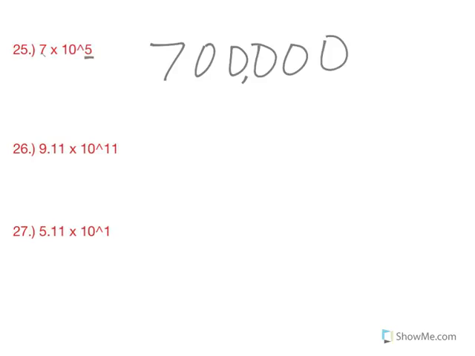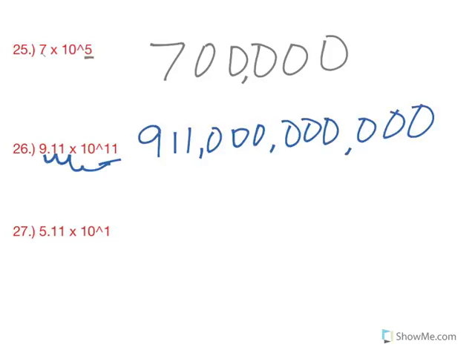26, we have 10 to the 11th power. So I'm going to go 1, 2, and then I'll have 9 zeros. So 1, 2, 3, 4, 5, 6, 7, 8, 9. So I moved it a total of 11 spots. In 27, I'm only going to move it 1 spot. So I will end up with a 51.1. So the decimal point is still in your final answer because you only move it 1 spot.